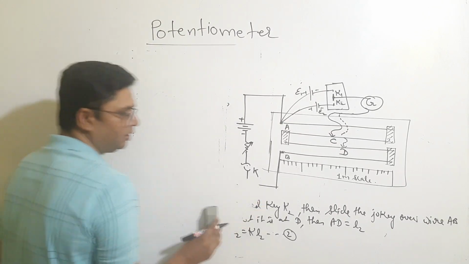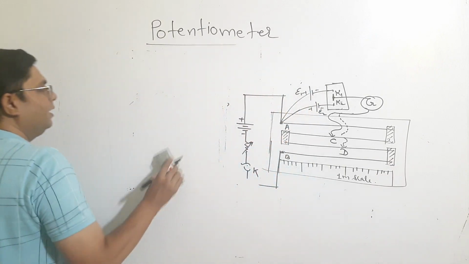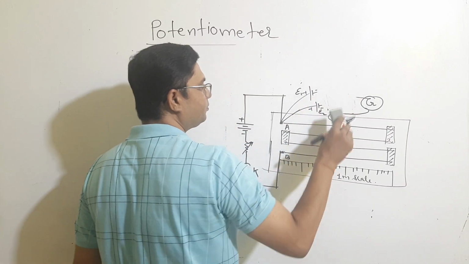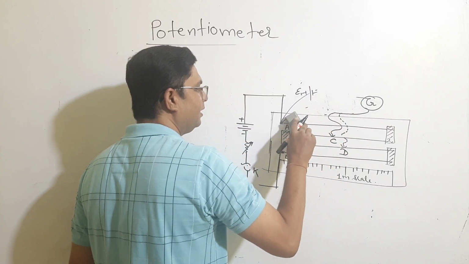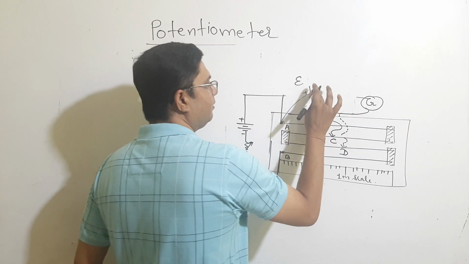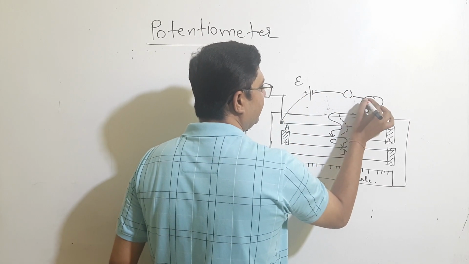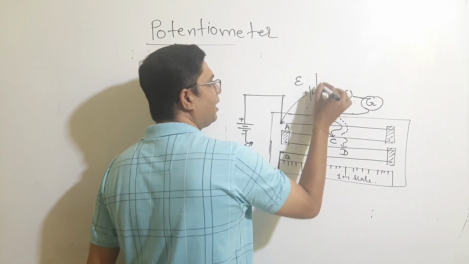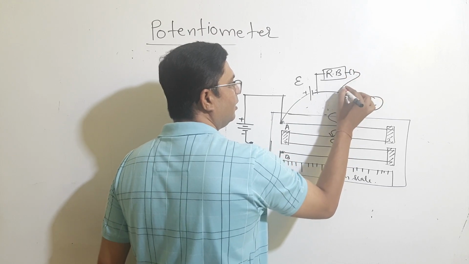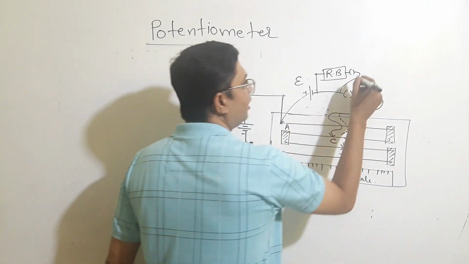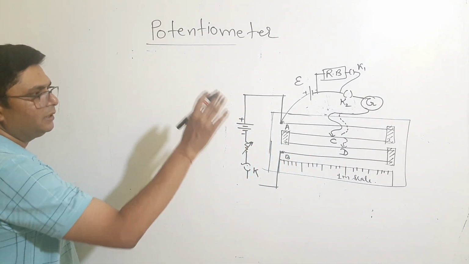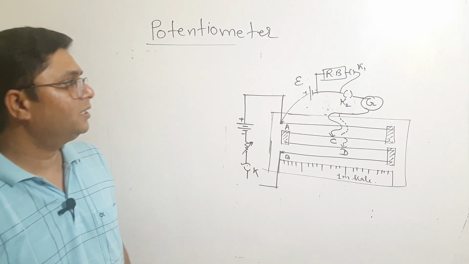Now, the second application is to determine the internal resistance of a cell. For determining internal resistance of a cell, we require only one cell. This is cell E, and from cell E it is connected to a key and a galvanometer, and in parallel you connect a resistance box having another key. This is key K1, this is key K2. This is the construction for finding the internal resistance.